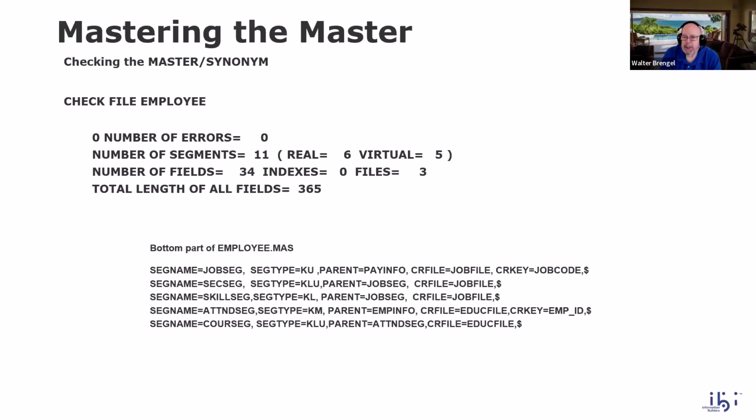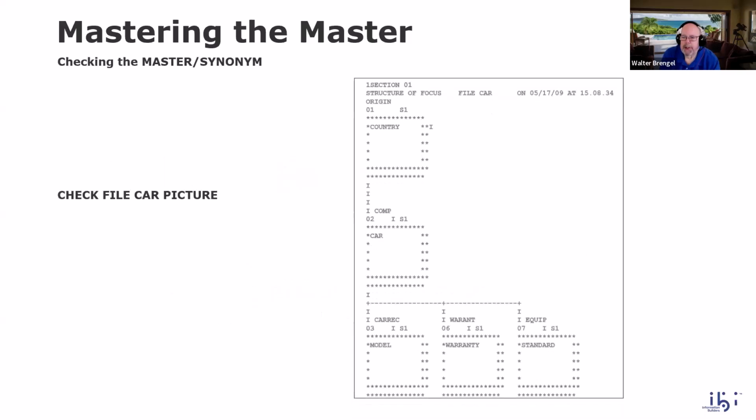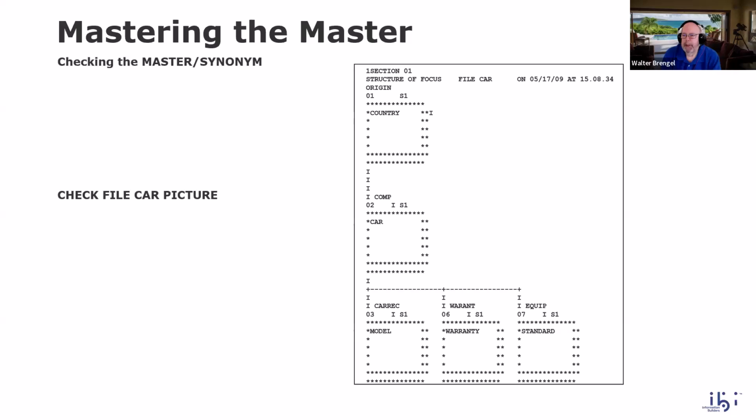The segments, so you have the main segment in employee, and then you have these 1, 2, 3, 4, 5. That gives us the 5 virtual segments because they're cross-referenced. There are other things like pay history and all that that's also in the employee file. If you do the picture, this is what you see. So we have country, car is a child of country, model is a child of car, as is warranty and equipment.